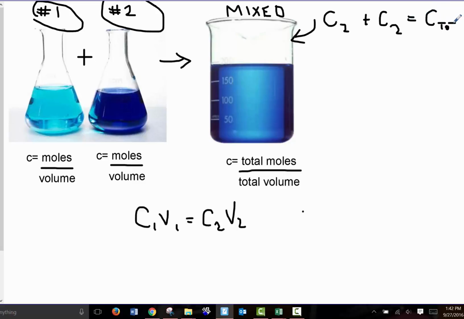Now of course this is only true when we're calculating the concentrations of the same chemical species. If my two flasks contain different chemicals, I could still perform two separate dilution calculations, but I wouldn't add those concentrations together at the end if the chemicals weren't the same. Okay, let's go ahead and try the example.